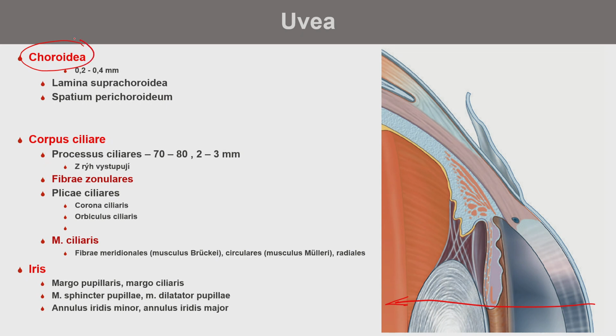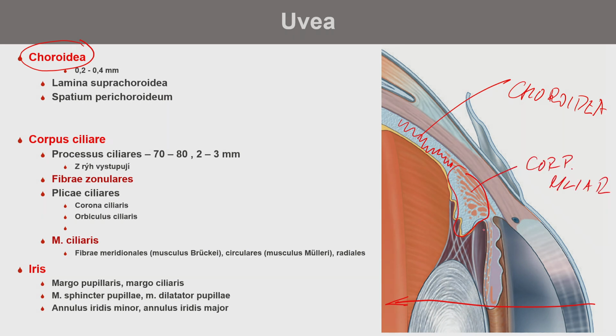To the retina, we focus the light using structures which are part of uvea. Uvea is the structure which is called tunica vasculosa, so vascular layer. Vascular layer has parts which are choroidea, then corpus ciliare, and the last one is iris. So iris is focusing the light.